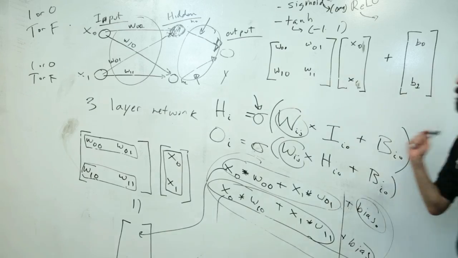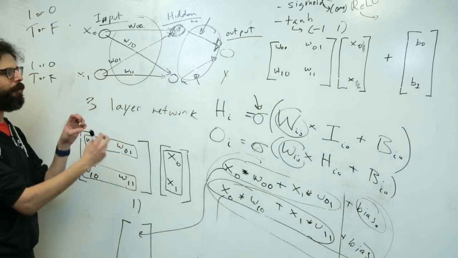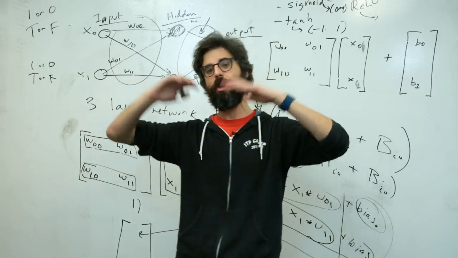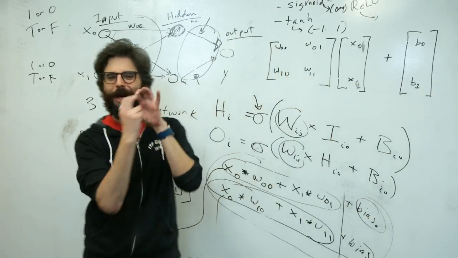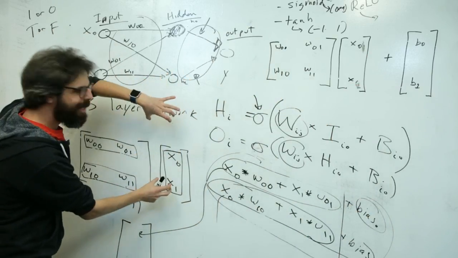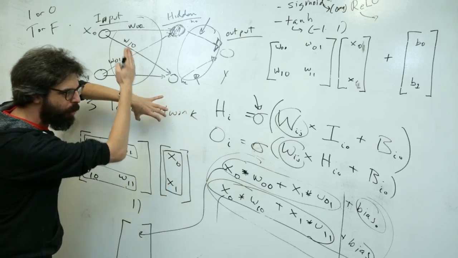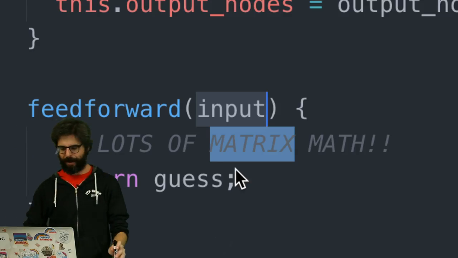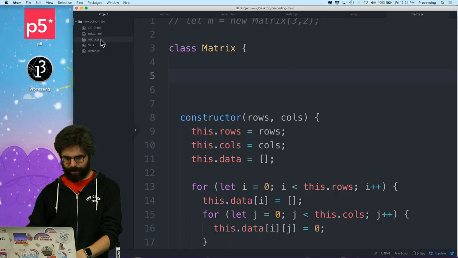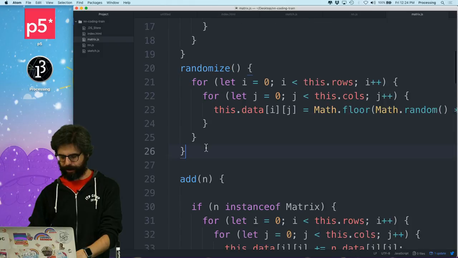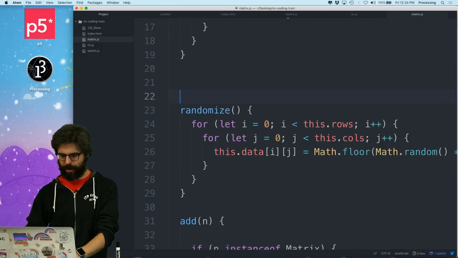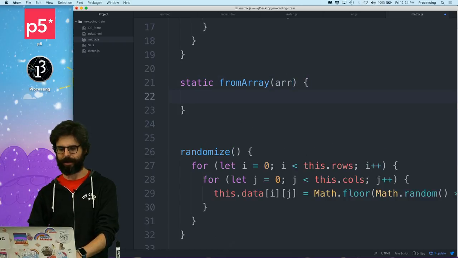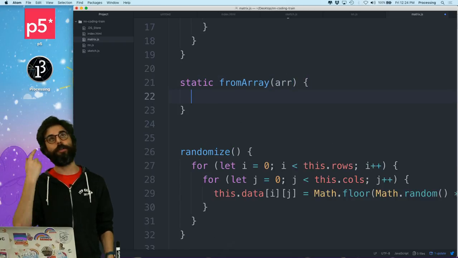And I expect that the input is going to come in from a one-dimensional array in JavaScript, like I'm going to generate an input because I pull it from a spreadsheet or something. But I need to quickly take that and make it into a matrix that has one column and many rows. So I need to add a function, and I'm going to make it a static function in this little matrix library. I'll call it static fromArray, and I'm going to assume that I receive an array. So how do I do that?